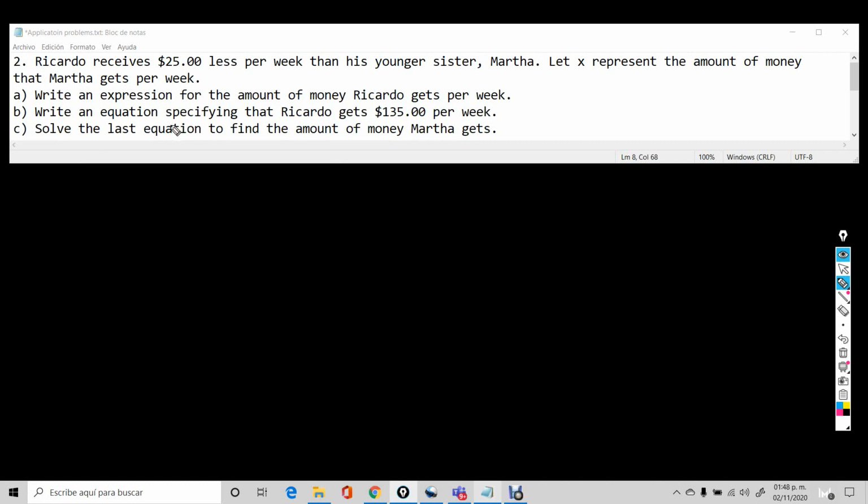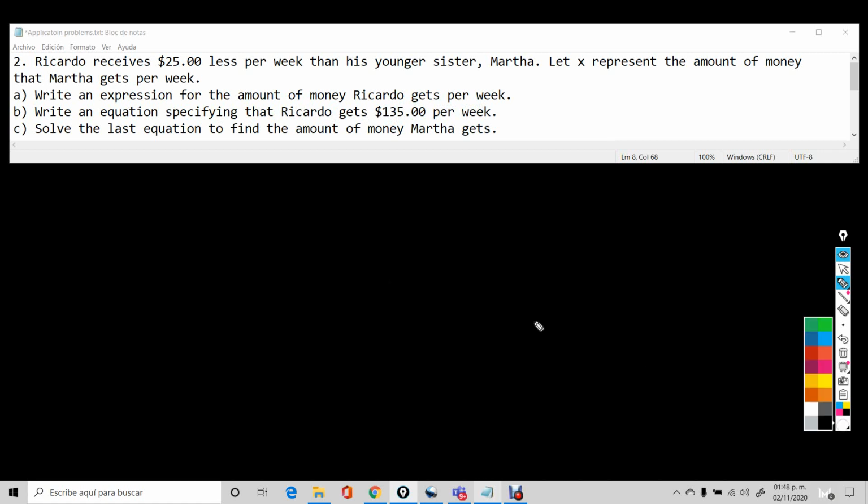Okay, let's solve this problem. Problem number 2, let's read very slowly and very carefully. It says, Ricardo receives 25, let's say dollars, less per week than his younger sister, Martha. Let X represent the amount of money that Martha gets per week. Perfect. Everything so clear by now. So they give me 3 tasks. Task A, write an expression for the amount of money Ricardo gets per week.